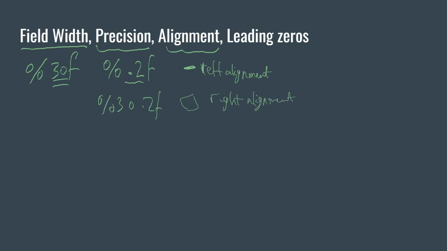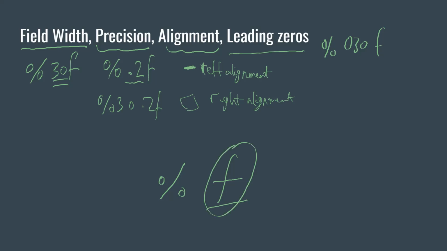And how do you specify leading zeros? You just put 0 before the field width like this. Now, one more important detail. The fact that we used f in the placeholder is because the variable price is of type float. So if you want to put an integer, you will use d. And if you want to put a string, you will use s.